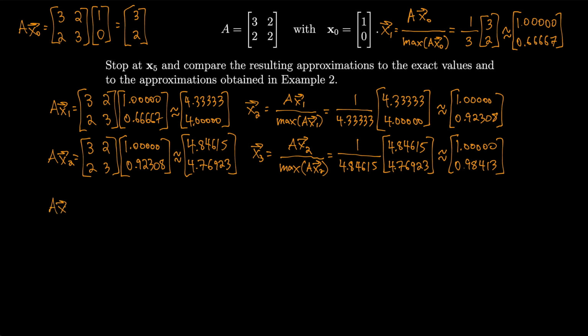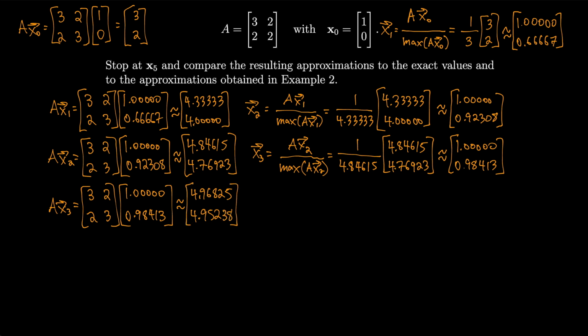Okay, AX3 time. So that's 3, 2, 2, 3, times 1.00000, 0.98413. Okay, multiplying that, we get 4.96825, 4.95238.